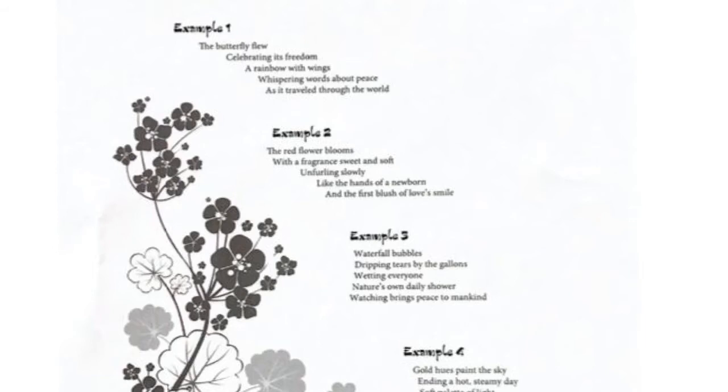Example number four: gold hues paint the sky, ending a hot, steamy day. Soft palette of light, watercolor in the clouds, nature's canvas up above. So now you are going to write your own Tanka poem.